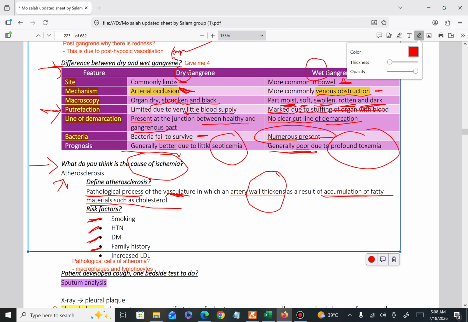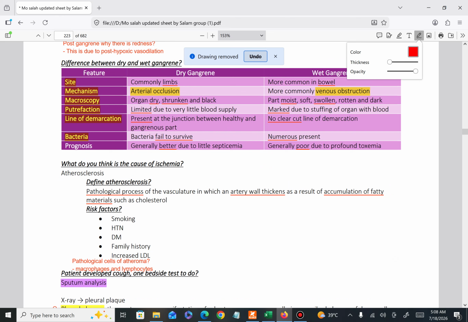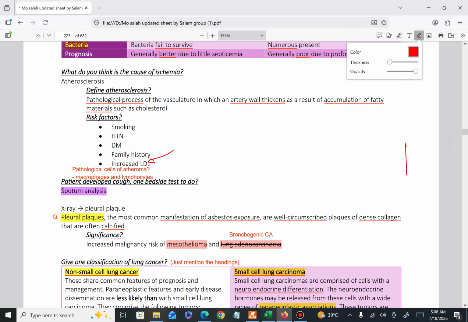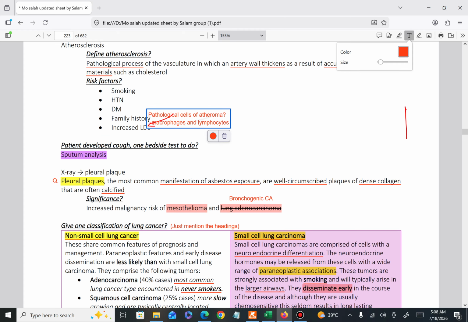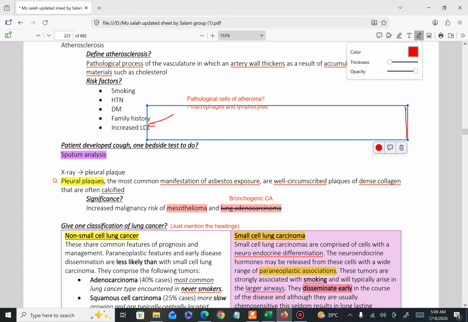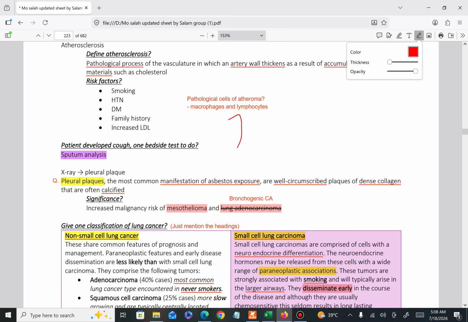Increased LDL, while the HDL is protective. Okay, then the pathological process: the cells of atheroma are macrophages and lymphocytes.